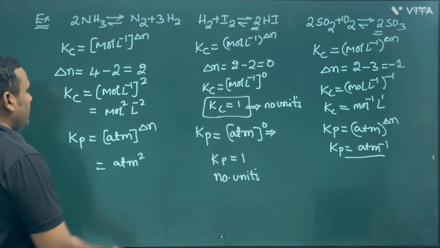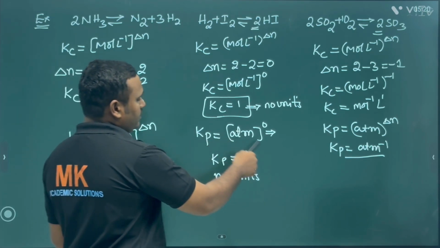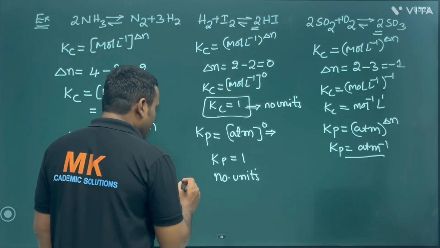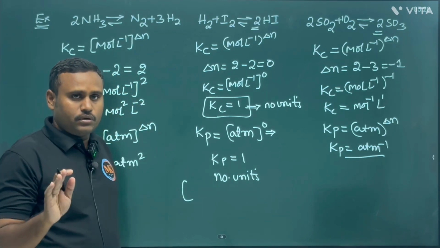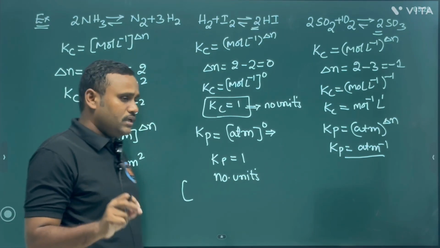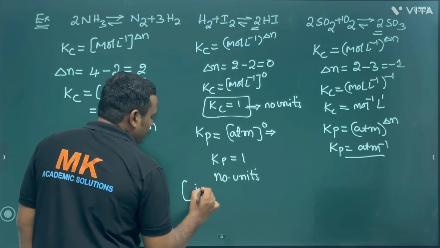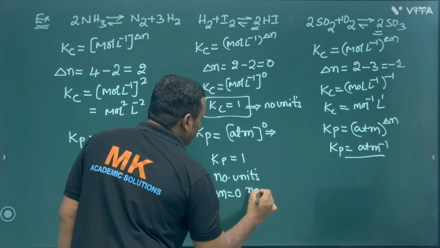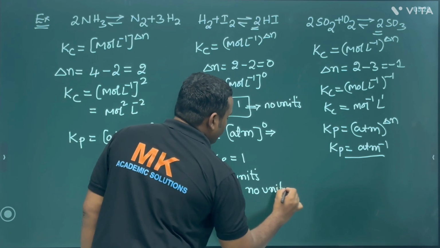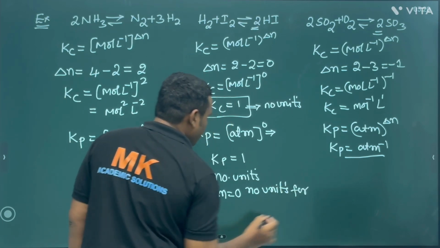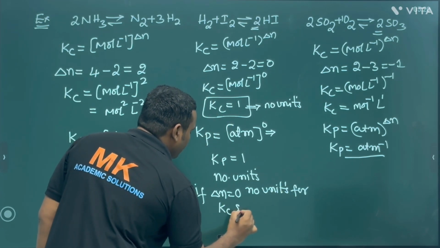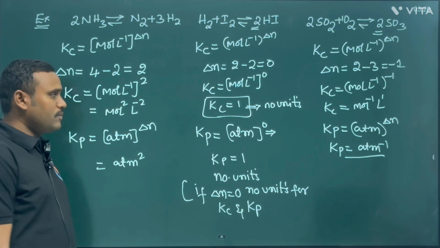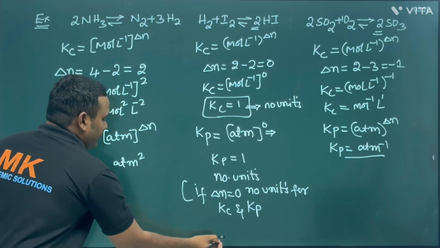Different conditions: here delta n is positive, delta n is 0. If delta n is 0, this is a very important condition. If delta n is equal to 0, there are no units for Kc and Kp. Okay, right children. So this is about units. Let us take one different example here.